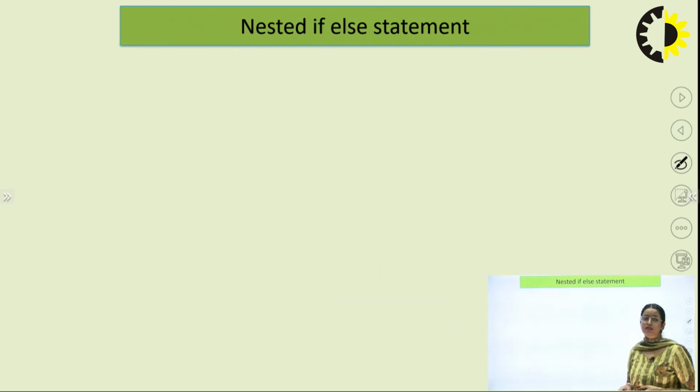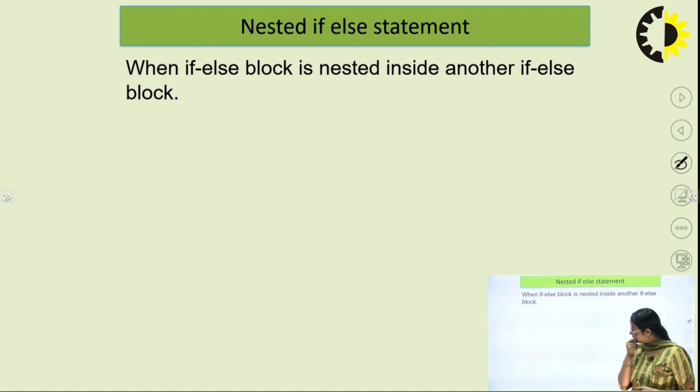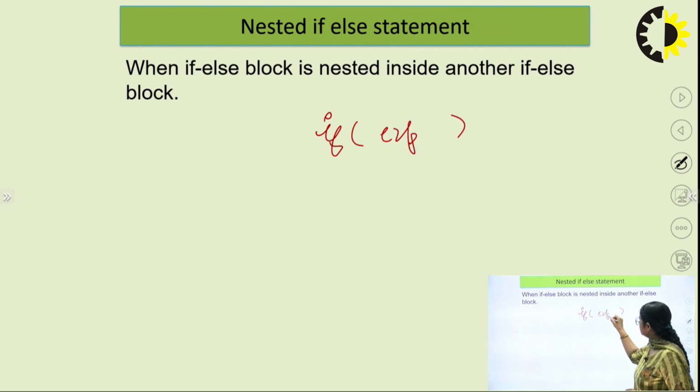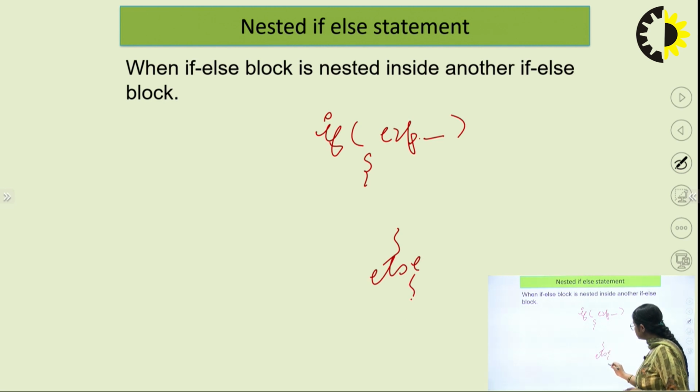Now the third one is the nested if else. What do we mean by nested if else? Nested if else is basically when we take an if else block inside another if else block. We have a simple if else, where we take the if with a condition, this is the if block, and here we have the else block. But we are discussing nested if else, which means that within one if else we have another if else.